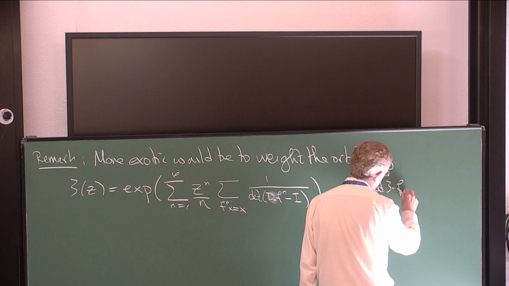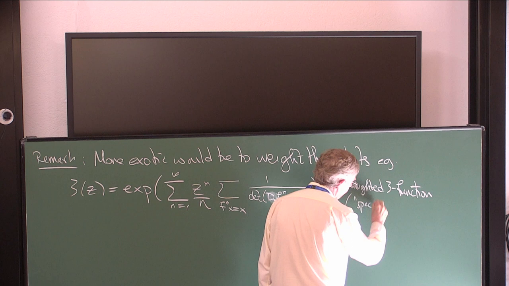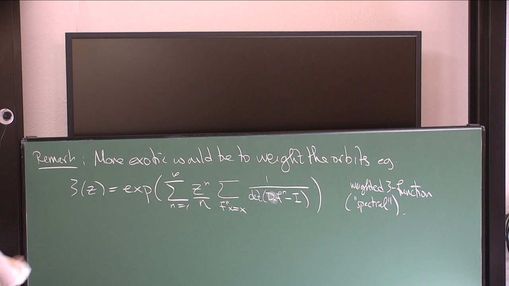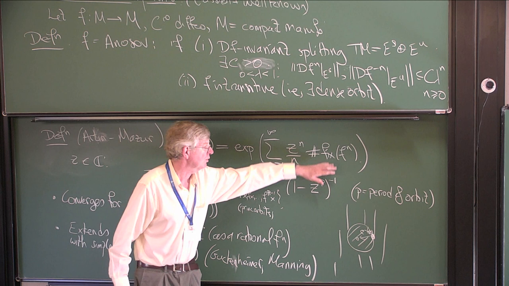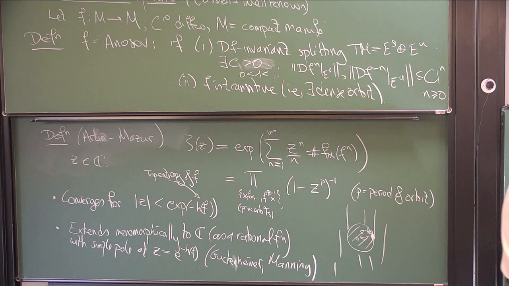Maybe it's kind of more spectral in some way. And one of the reasons I mention this is that, of course, if you take one Anosov diffeomorphism and change it a bit, then by structural stability the zeta function isn't going to change, but in this case, this one does.